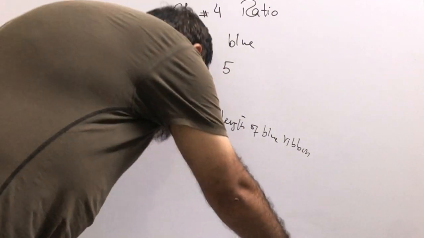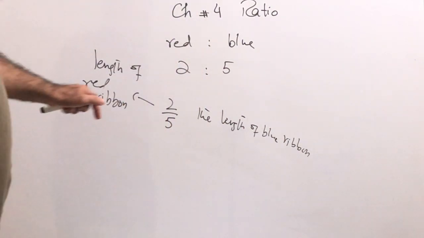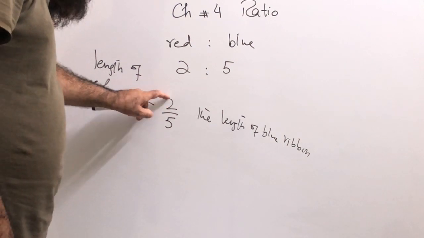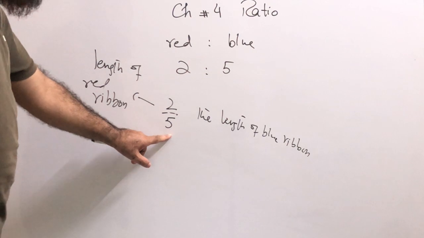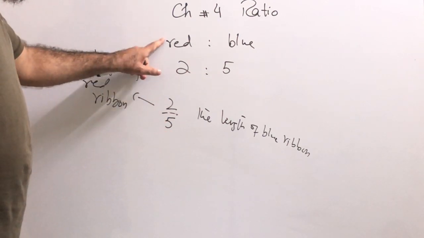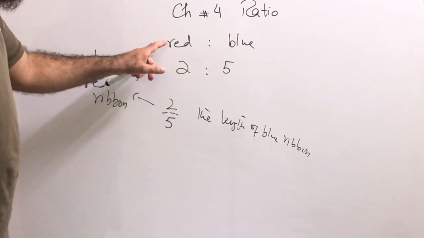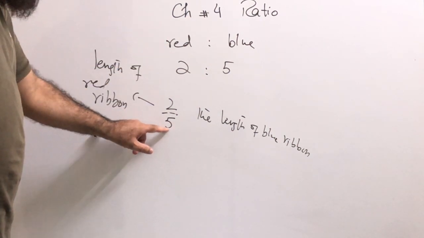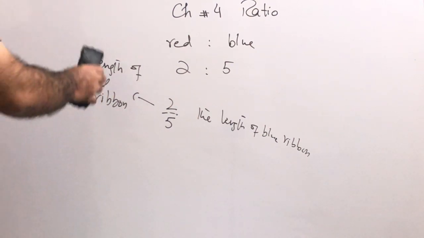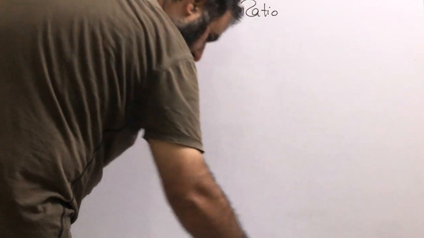Then it is mentioned that for every 2 units of this is numerator and this is denominator. Numerator represents red and denominator represents blue. So 2 units of red ribbon, okay. Then there are 5 units of blue ribbon, okay, this is how we interpret. Okay. Then we move to the point number 2.